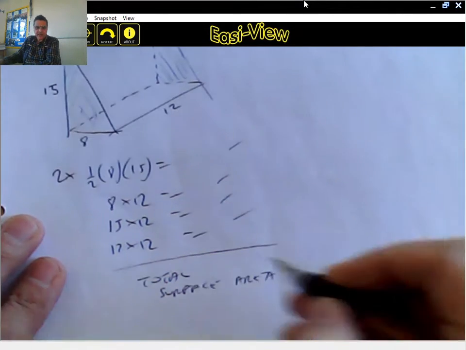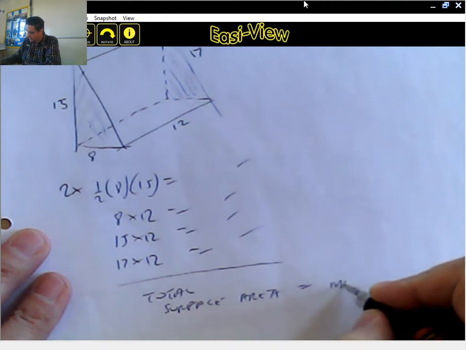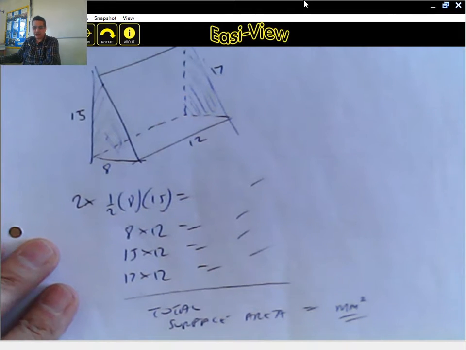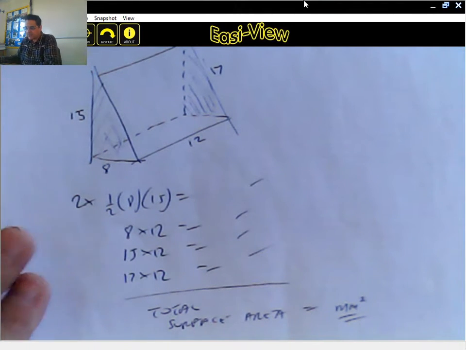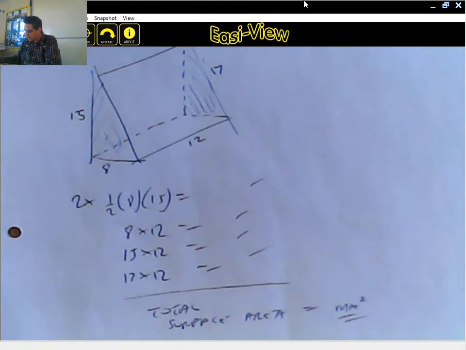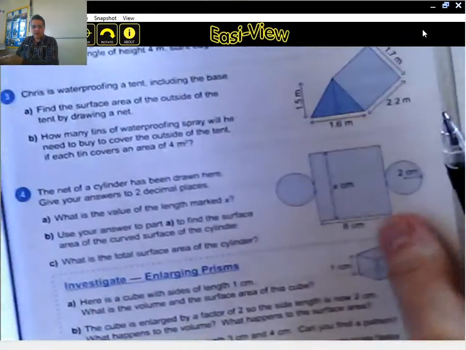And that will be in, what's the units? Millimeters squared, surface area. Okay. Ditto for question E, ditto for question F. So all of question 1 definitely needs doing.